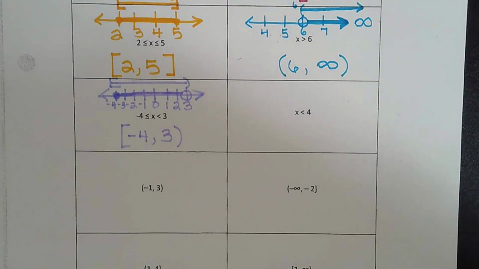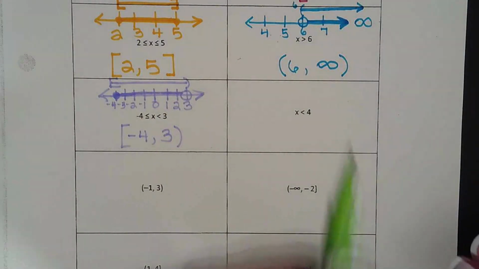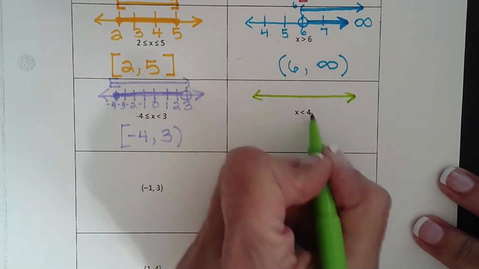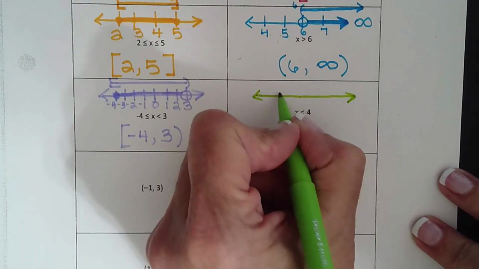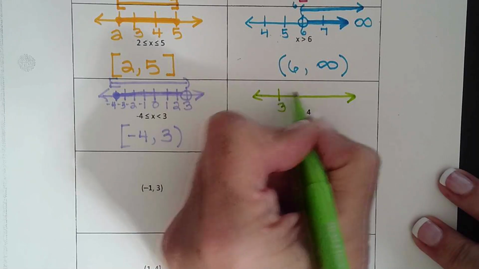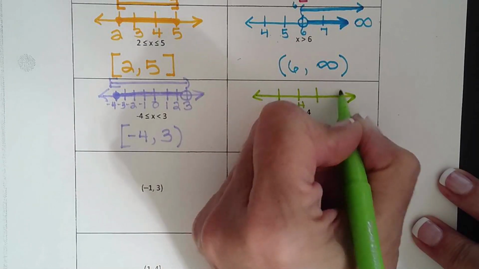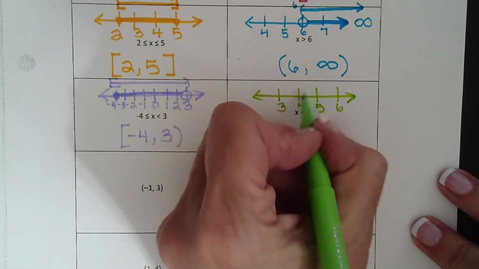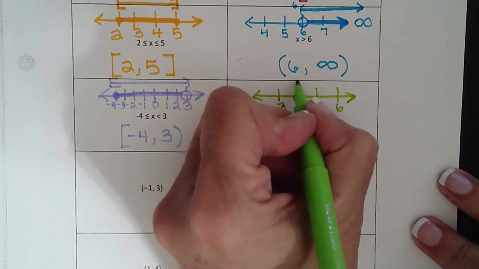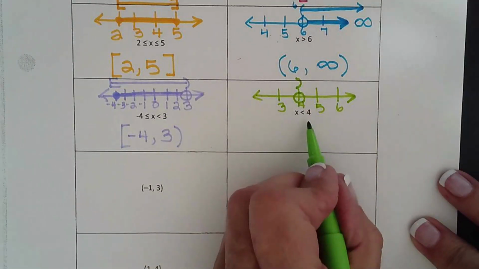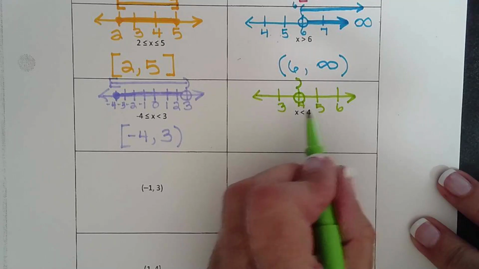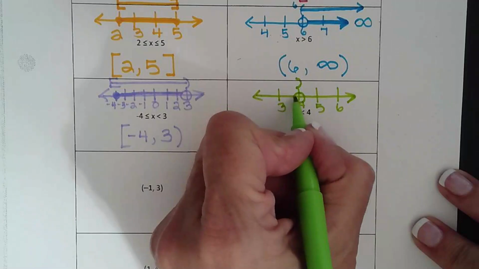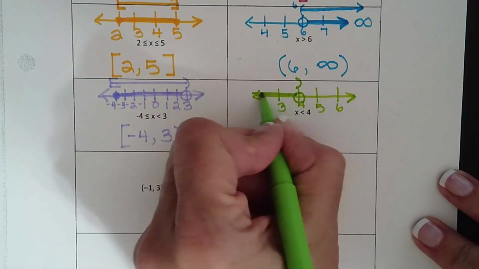Okay, and last but not least, X is less than 4. And I know it's less than because it's an L. So 3, 4, 5, 6. Less than means open circle or parenthesis, and I know all the L's go together. Looks like an L, less than, shade left. So I know this is a shade left graph.